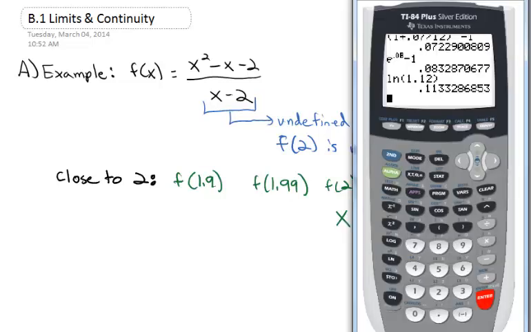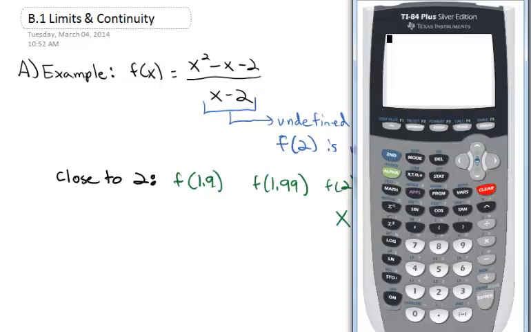Well, we're going to use our calculator to help us out with that. And the way we're going to do that is we're going to hit the y equals button. Put the numerator in parentheses. That's x squared minus x minus 2. And then I'm going to close the parentheses. Divided by, parentheses for the denominator, x minus 2. And I'm going to close the parentheses.